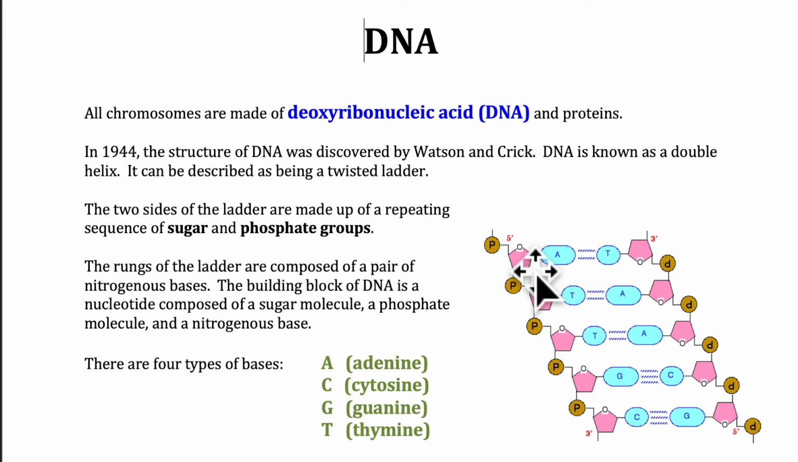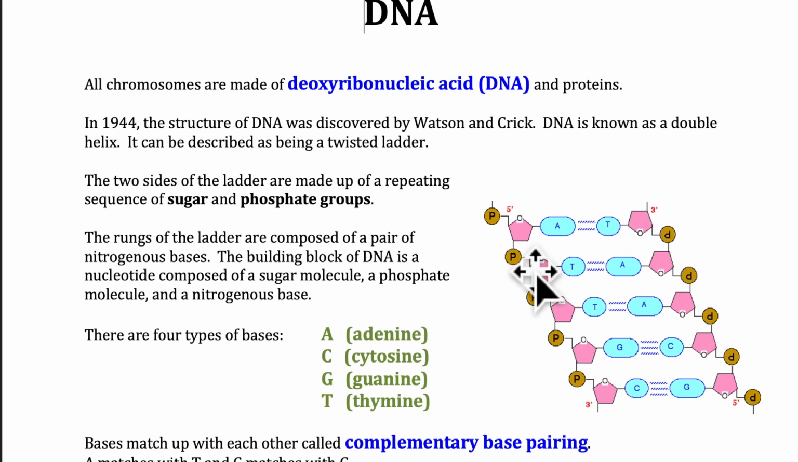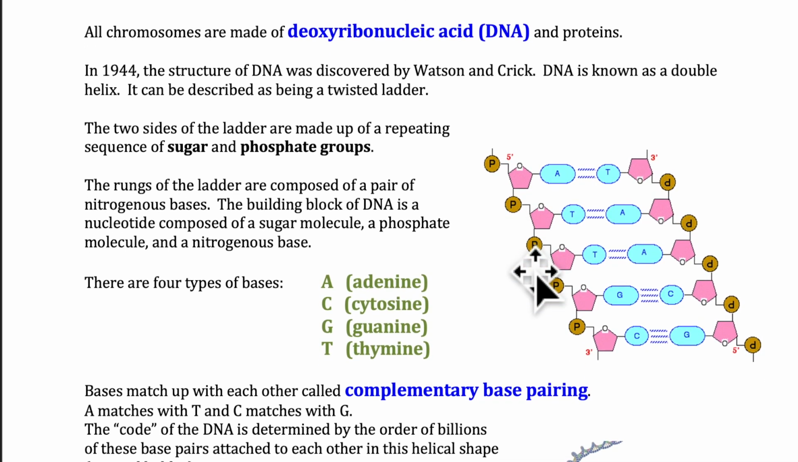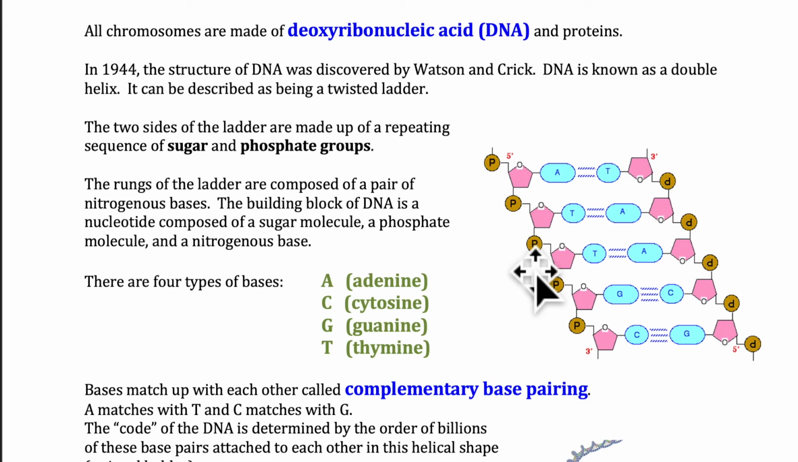The two sides of the ladder are made up of a repeating sequence of sugar and phosphate groups. The rungs of the ladder are composed of a pair of nitrogenous bases. The building block of DNA is a nucleotide composed of a sugar molecule, a phosphate molecule, and a nitrogenous base. There are 4 types of bases: A, C, G, and T.